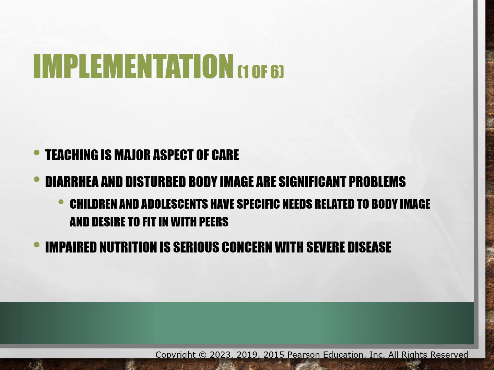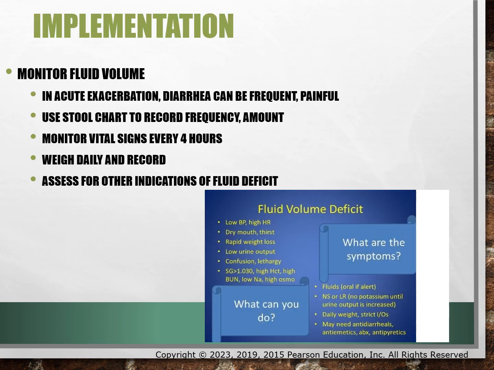Children and adolescents often have specific needs, especially related to body image and the desire to fit in with peers. With severe disease, impaired nutrition must be considered a priority problem. As with other related GI disorders, the first intervention may occur in the acute care environment during an acute exacerbation of the disease. As they start to develop this disease and it first starts happening, this is when you're going to start to see them having a need to deal with this situation.